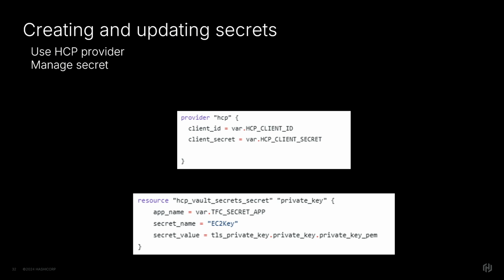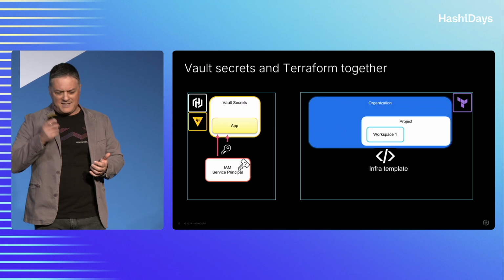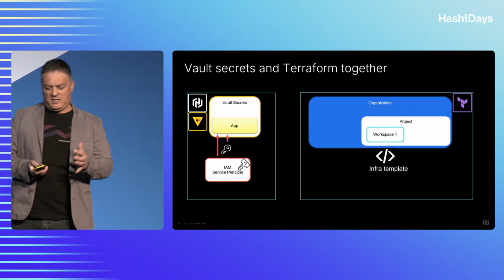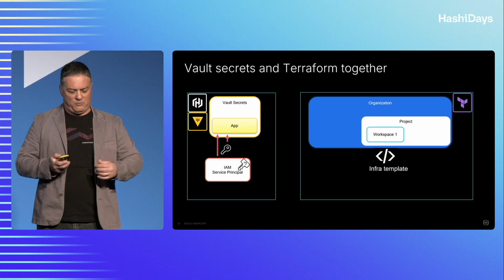Then, using these two Terraform providers, which are HashiCorp Cloud Platform and Vault Secrets, we can manage back the secret, and also we handle the creation of the secret. So it's time to see mechanically how it works.